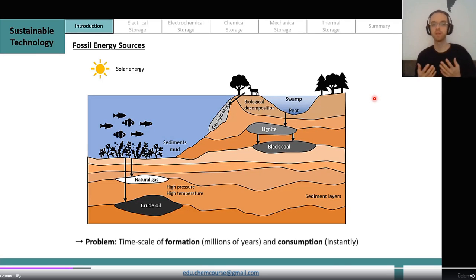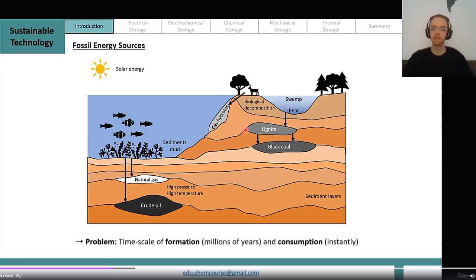Now, how can you imagine this to happen? Basically, here I have a visualization of what I just explained to you. We do have, for example, animals, plants, and others, and these will be subject to biological decomposition. This biological material will then be covered under more and more sediment layers, and the sheer weight of that will exert more and more pressure on them. So, for example, from swamp and peat, you will create lignite just from this biomass, which is on the floor and will be covered by more and more layers.